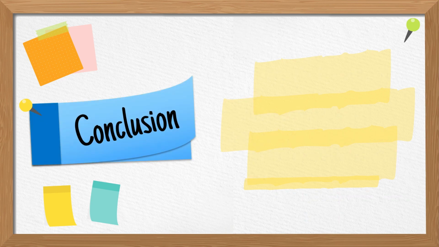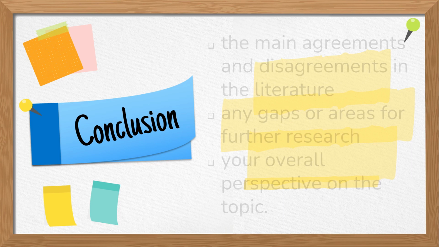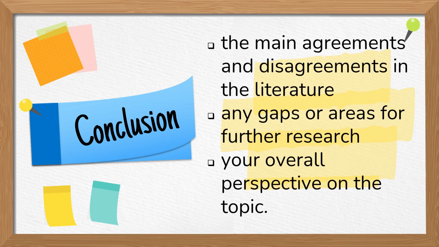The last part of a literature review is the conclusion. Your conclusion should give a summary of the main agreements and disagreements in the literature, any gaps or areas for further research, and your overall perspective on the topic.